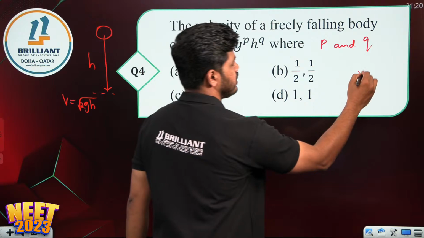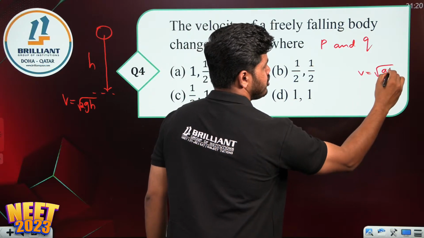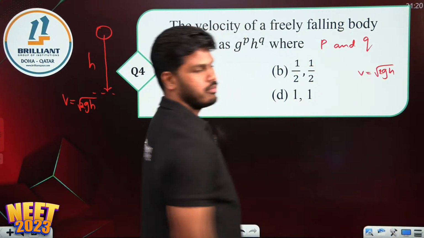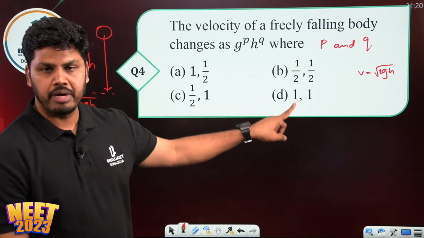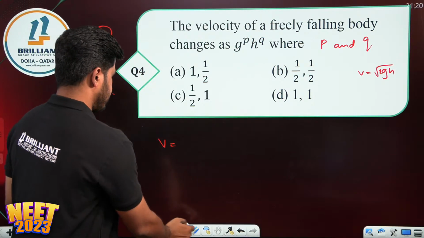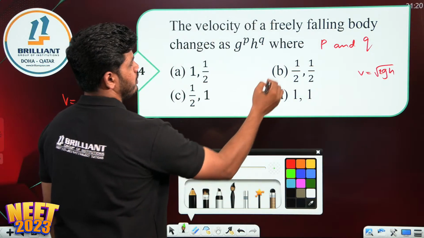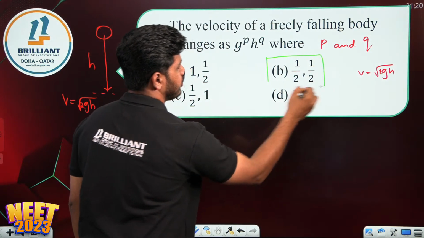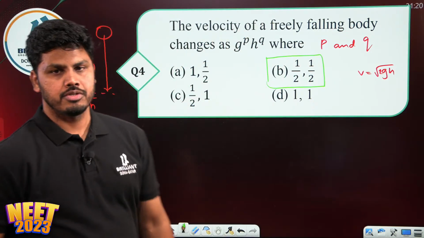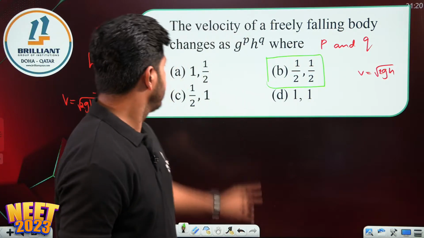Actually, we get v is equal to root of 2gh. 2 is a dimensionless quantity. So g raised to 1 by 2, h raised to 1 by 2 is the answer for this question, right? G raised to 1 by 2 and h raised to 1 by 2, so both p and q are 1 by 2 each. So option B is the correct answer.